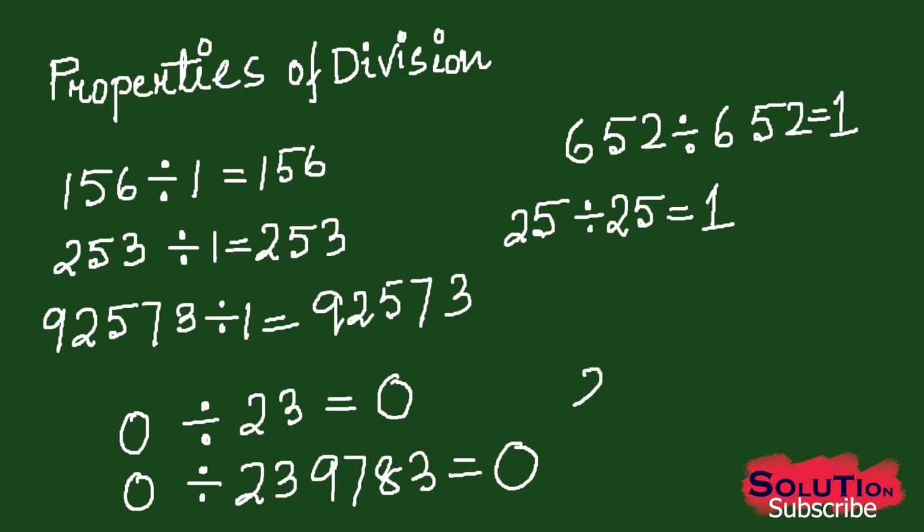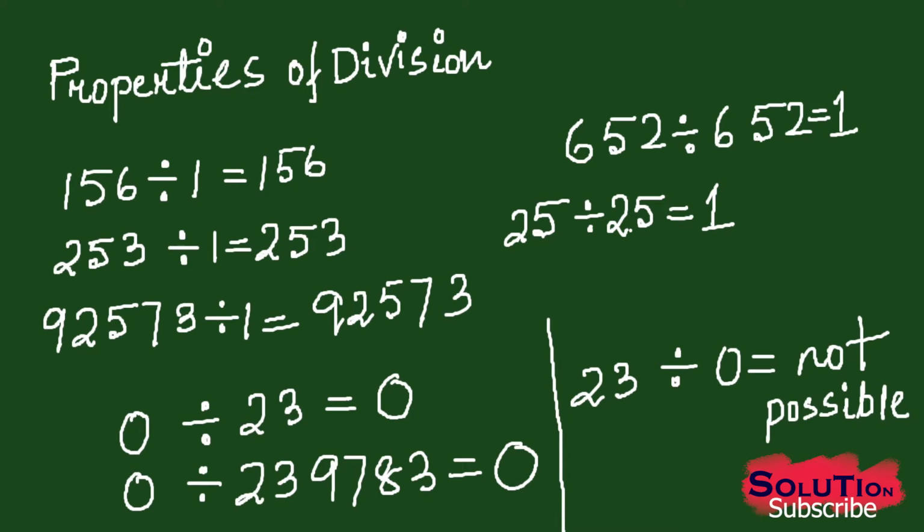But if I change the position, now if I divide any number by 0, which is actually not possible, so we will not get any number. 23 divided by 0, the answer is not possible. So any number divided by 0 is not possible. But if 0 is divided by any number, then the answer will be 0.